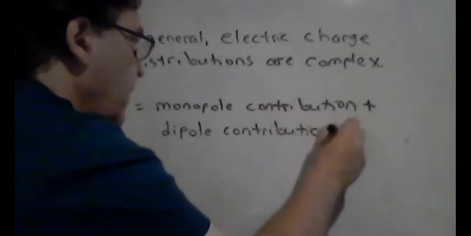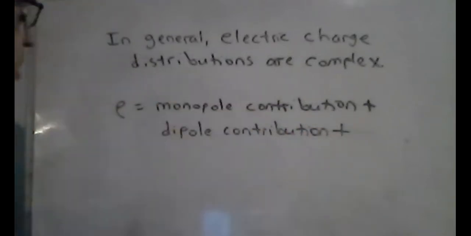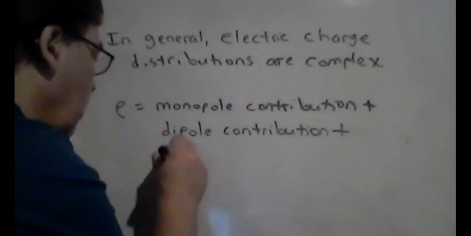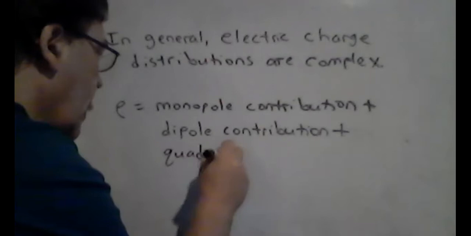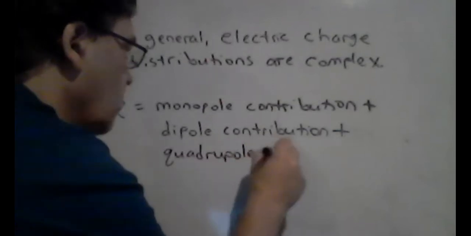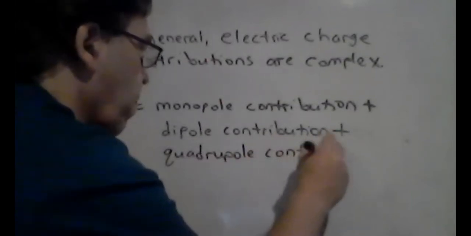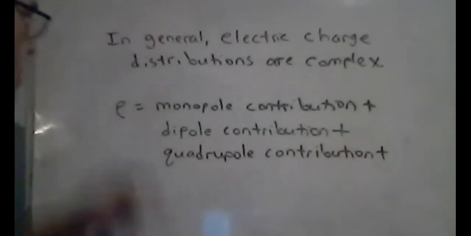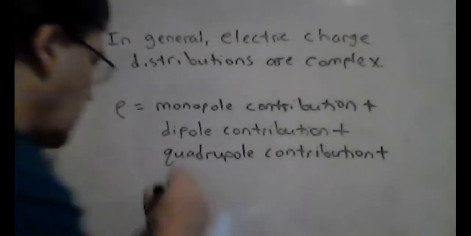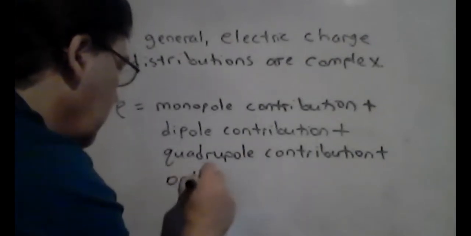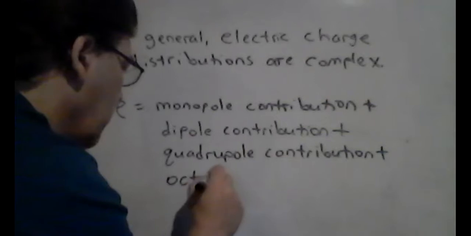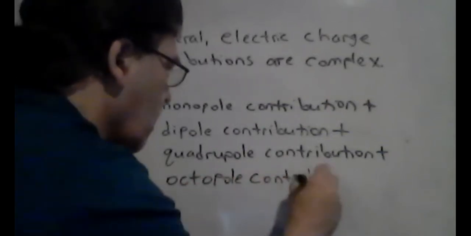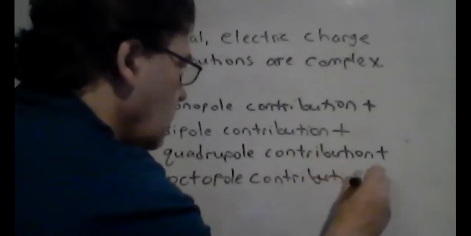And this goes more in advanced physics. Plus, we have 1, 2, we go to 4, a quadrupole contribution, plus an octupole, so 1, 2, 4, now we go to 8, octupole. I think that's how you spell it. So on and so forth.